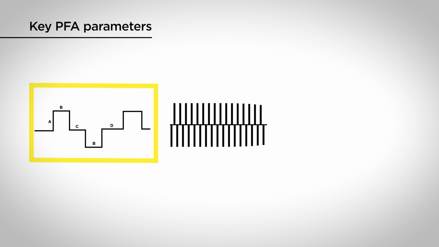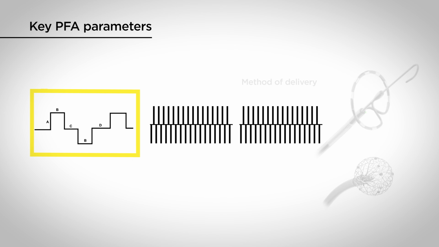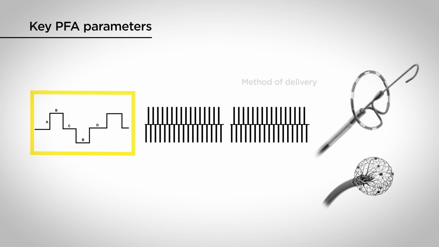So what ultimately matters? All parameters in a waveform are important. Voltage or current, the number of pulses within a train, and the number of trains delivered, how the energy is delivered, and what the electrical field looks like around the catheter. Ultimately, all of these parameters are specific for the catheter design. However, pulse width is probably one of the most important parameters.